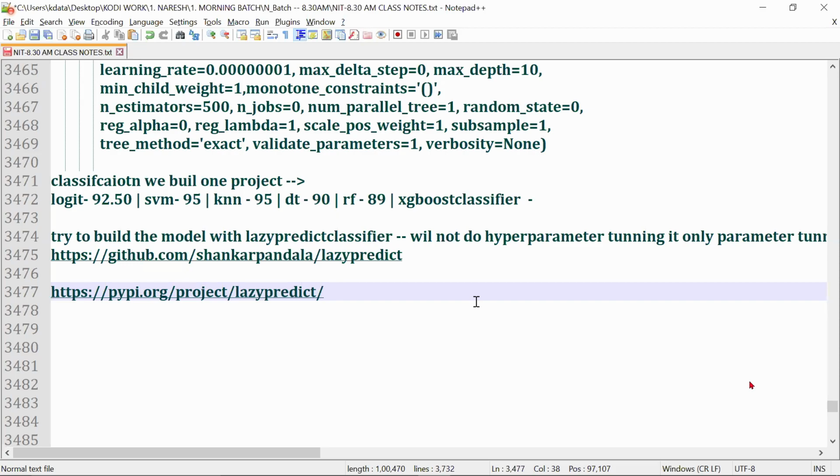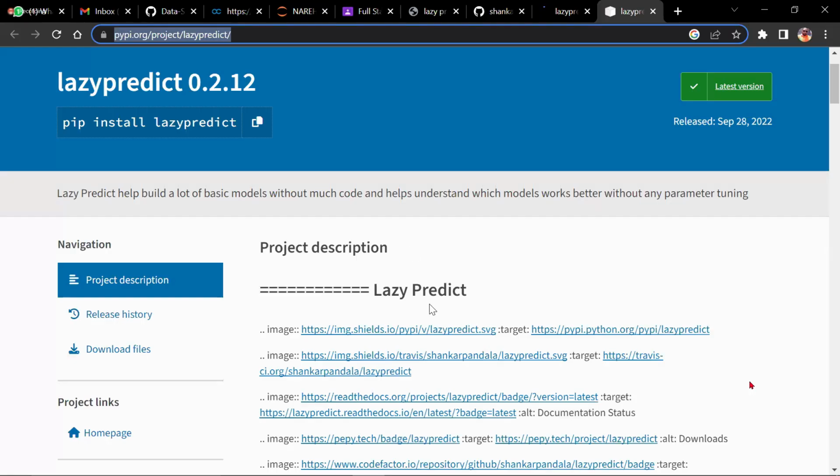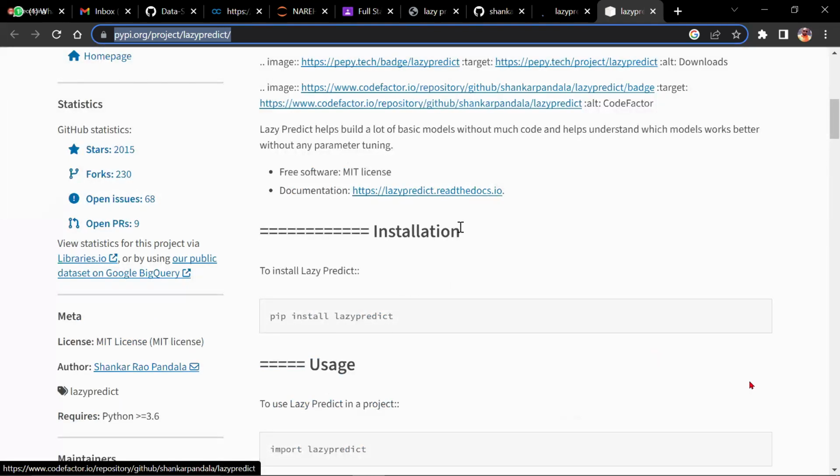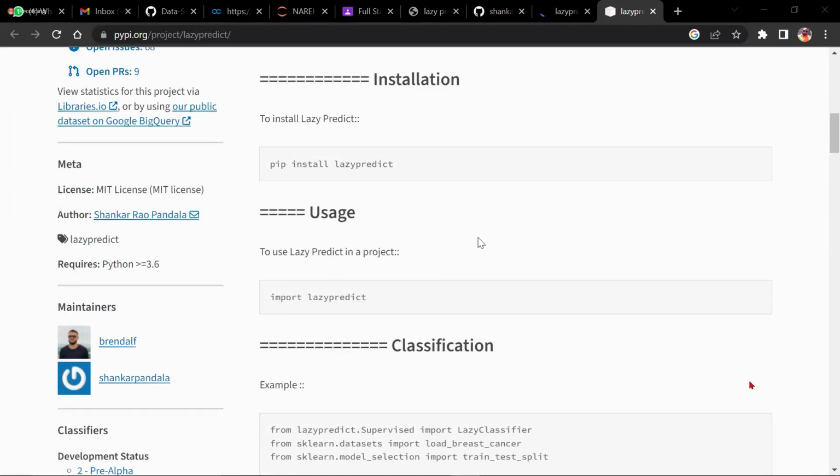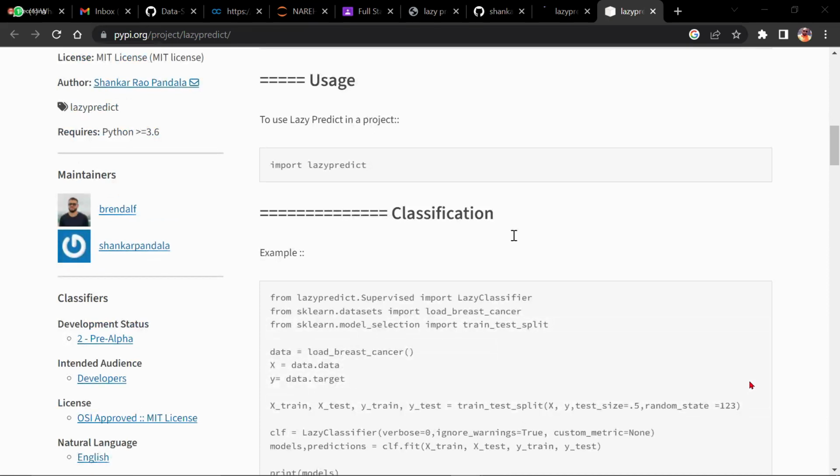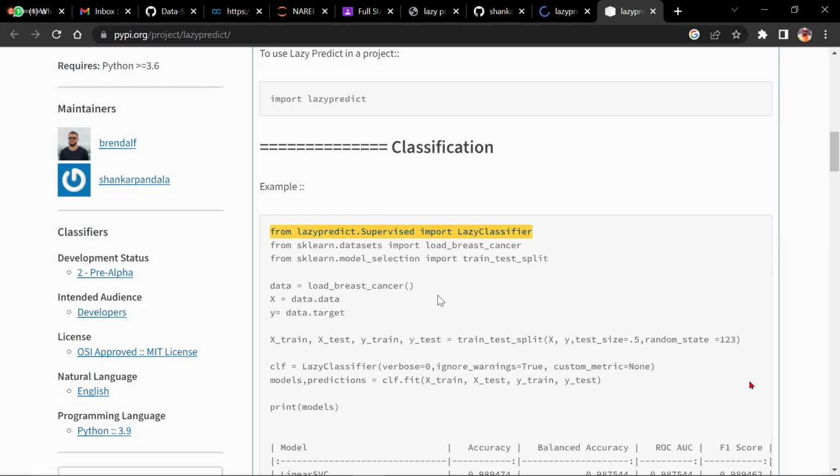In this one, in the questions, how to install this one? Pip install lazy predict. To use lazy predict in a project, import lazy predict classification: from lazypredict.supervised import LazyClassifier, from sklearn.datasets import load_breast_cancer. I mean to say, for this data you need not assign some specific path to download. Scikit-learn has default data sets like iris, like breast cancer, all those things. Are you guys getting me? So you need not do these things.